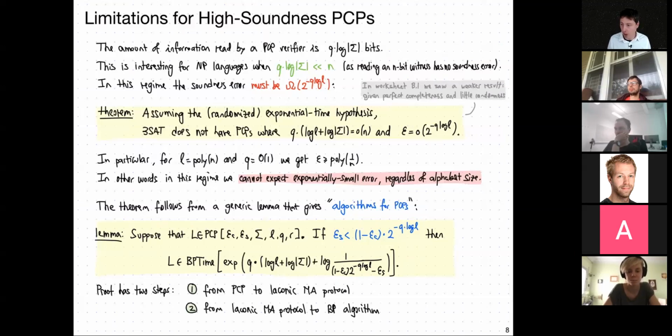Great. Okay. So now comes the question of, okay, that was the limitations for PCPs. Could it be that IOPs help us overcome some of these limitations? Maybe we cannot construct PCPs with excellent soundness, but we can for IOPs.